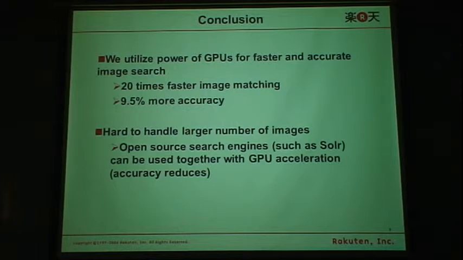To conclude, we have improved image matching time with GPUs, and had around 9.5% more accuracy. And it's still hard to handle more than tens of millions of images, but open source search engines like Solr can be used together with GPU acceleration for low profile servers.